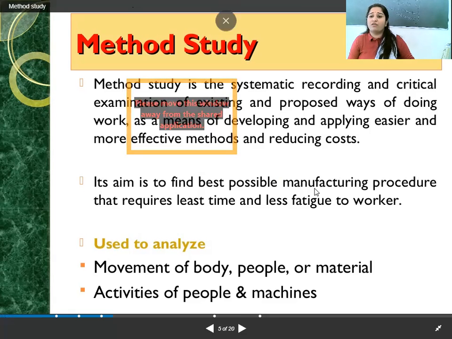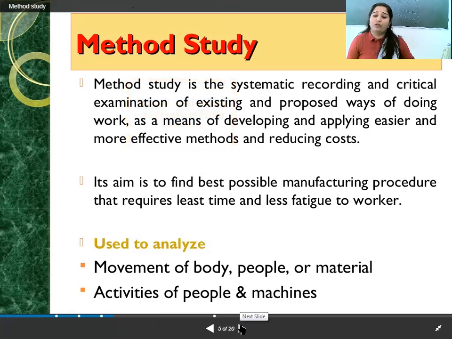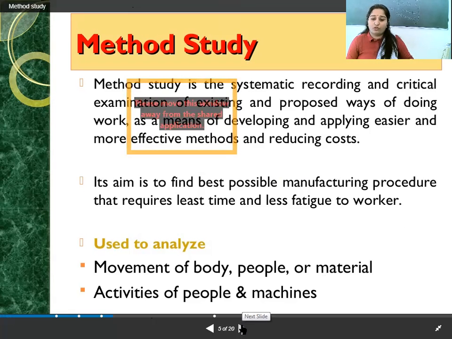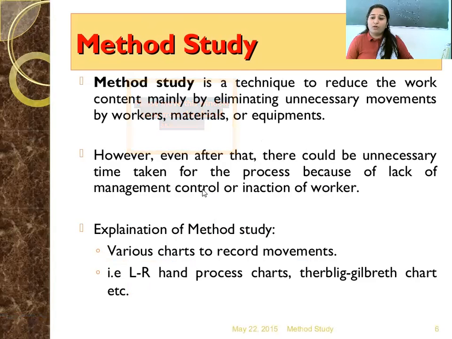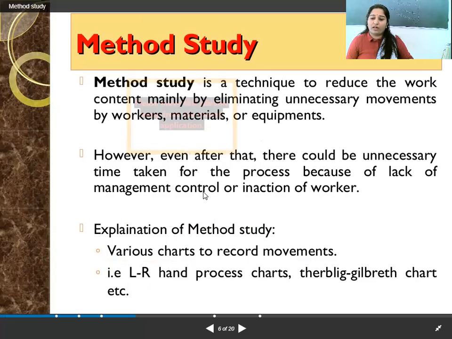We analyze the activities of people and machines, meaning how the machine performs and works, and how people perform their work. To analyze this, method study is very essential. Now, method study is a technique, or you may say, a way to reduce unnecessary movement by the worker or by equipment. However, even after that, there could be unnecessary time taken for the procedure because of a lack of management control or inaction of the worker.